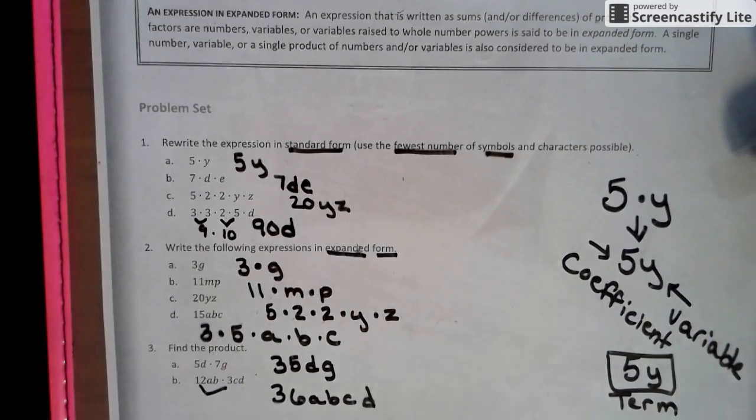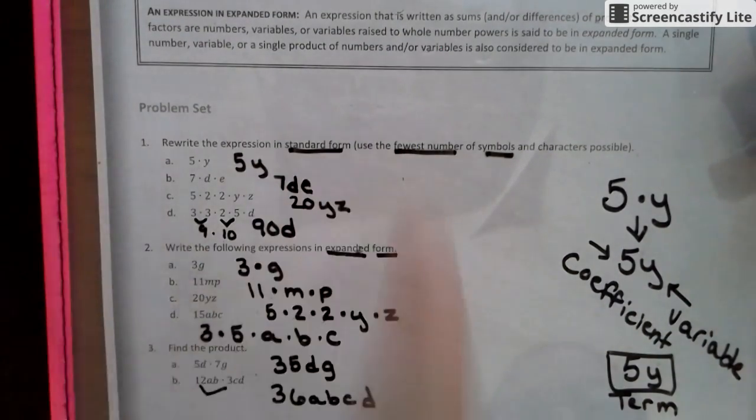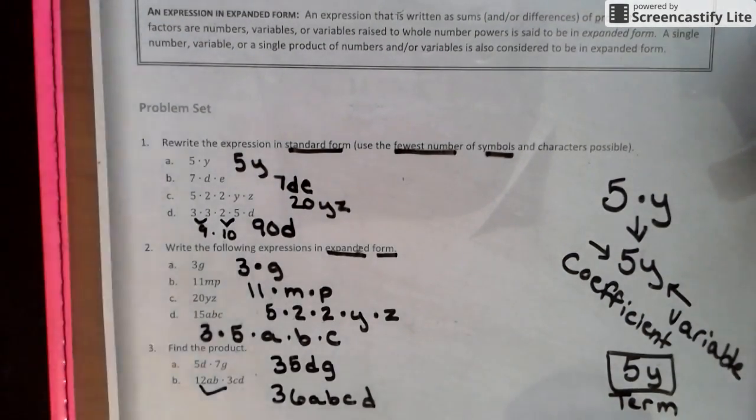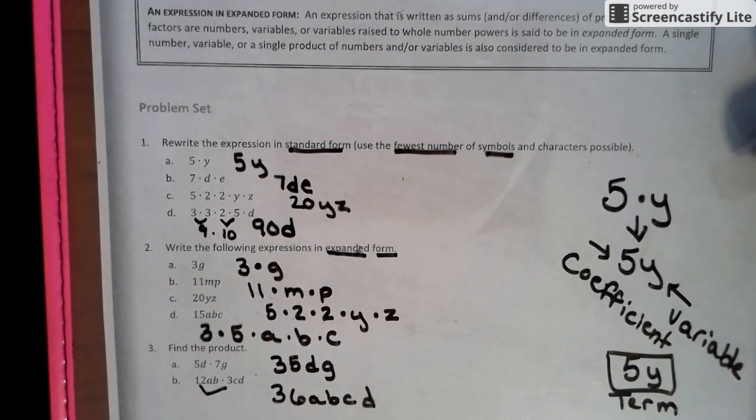So basically, that's what we're doing today. Remembering that standard form means fewest number, expanded form means stretch it right out. Remember, coefficient, variable, and term are 3 very important words you're going to need over the course of this.